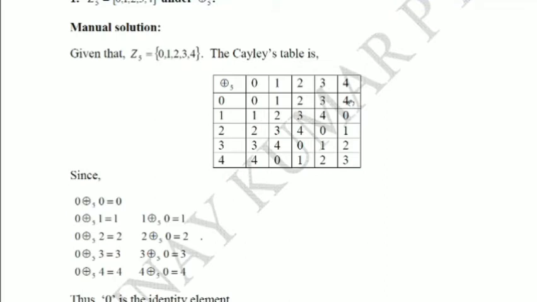Now, see this row. This row is same as the topmost row. This row heading 0 is same as the topmost row. Therefore, this row heading is the identity element. This is how you can identify in the case of finite sets. So in the case of finite sets, the row heading which is same as the topmost row will be the identity element. So since this row is same as the topmost row, this row heading 0 is the identity element.